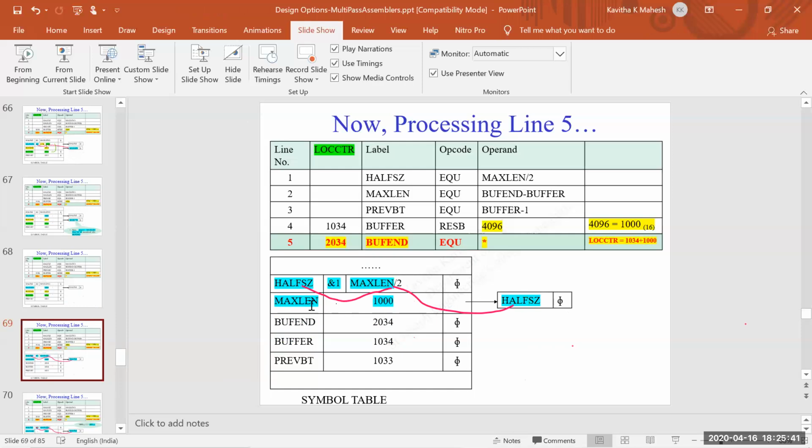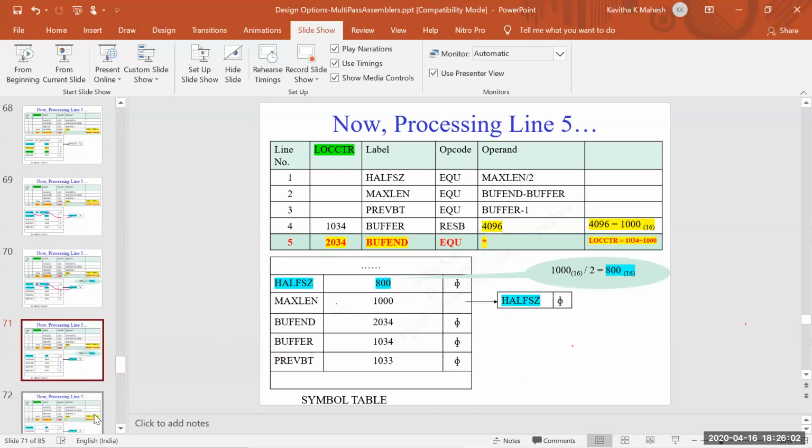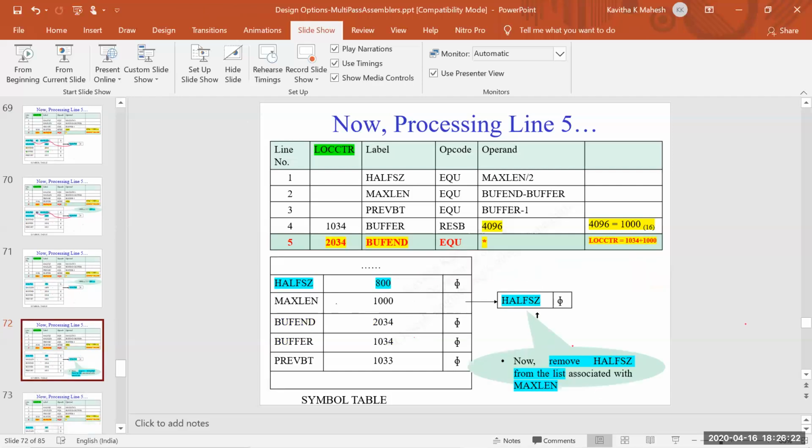So now you can calculate HALFSET using the value of MAXLEN. HALFSET is dependent on MAXLEN, and what is the value of HALFSET? It is MAXLEN by 2. So we can calculate it now. I calculate it as the value of MAXLEN divided by 2. MAXLEN is 1000 in hexa, divided by 2, which is 800 in hexa. Since the value is estimated, now the value for HALFSET is 800. Since we have evaluated the symbol that is dependent on MAXLEN, you can eliminate this from the list associated with MAXLEN. So now you can eliminate HALFSET.